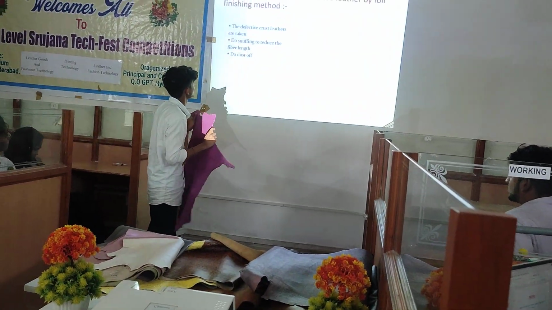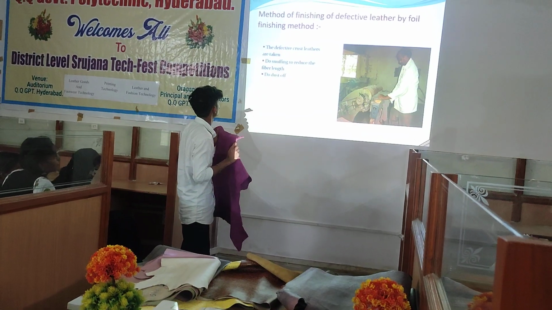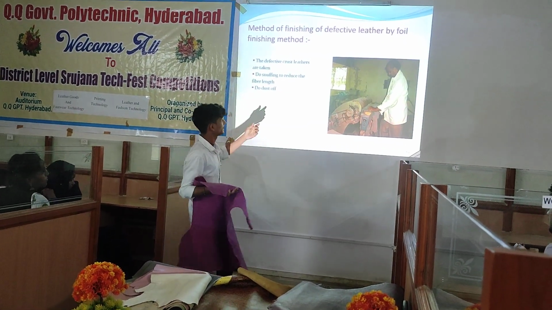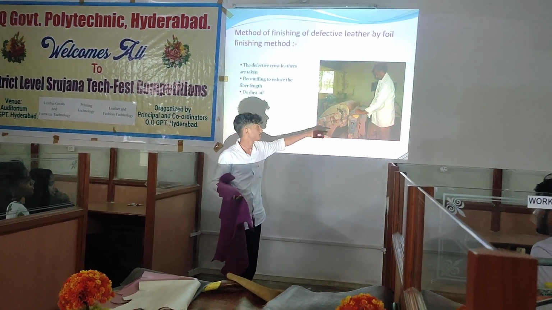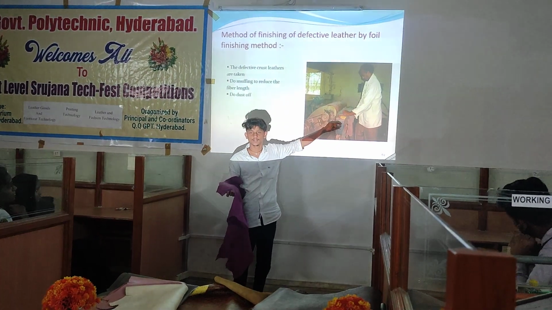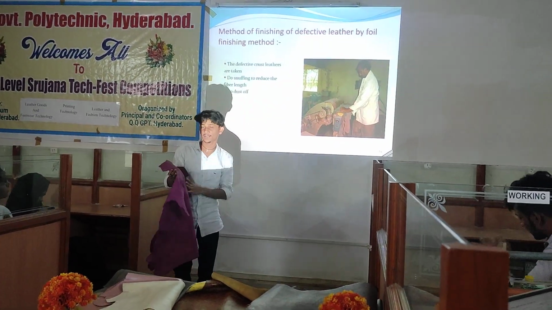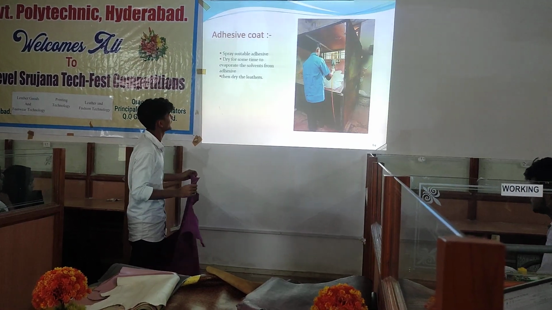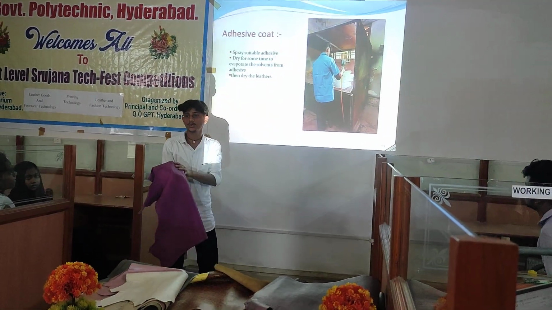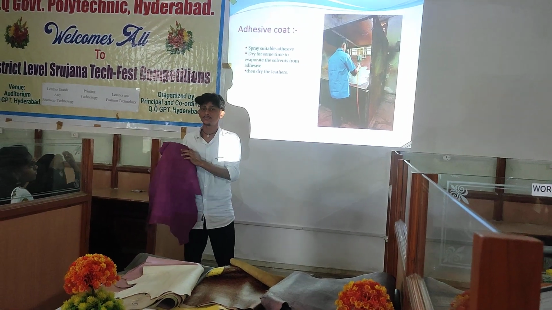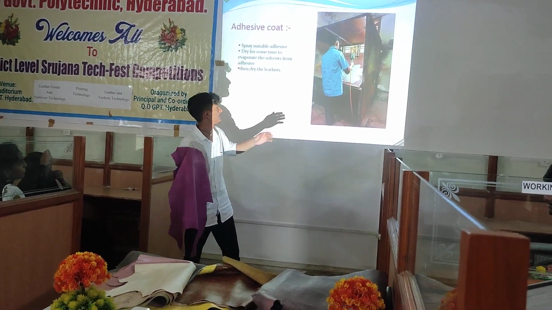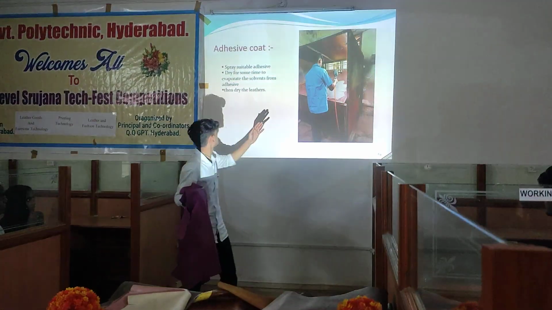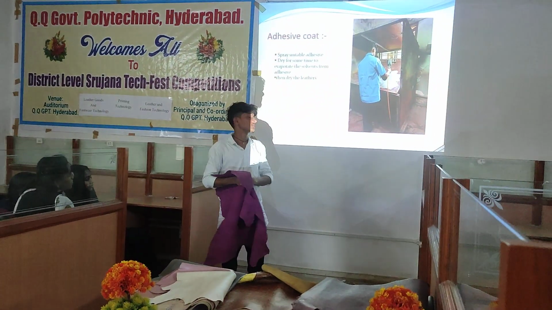Next, the method of finishing of defective leather by the foil finishing method. Here we can see the buffing machine. We have to buff on the grain side. It is called buffing, to remove the grain defects. Adhesive coat is nothing but giving a coat on the surface of the leather which has more grain defects, by spraying two cross coats of the liquor.